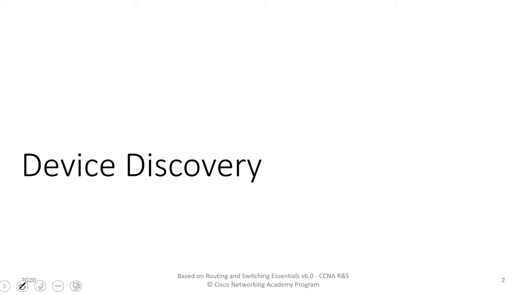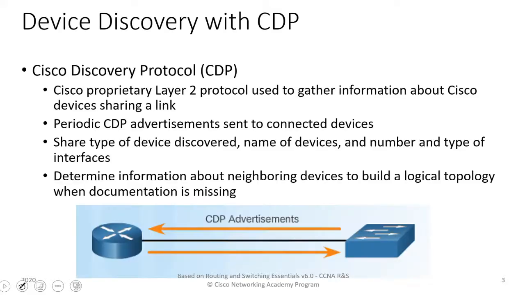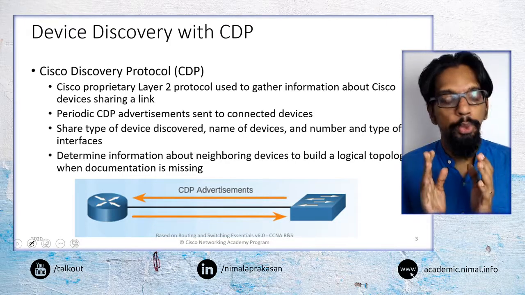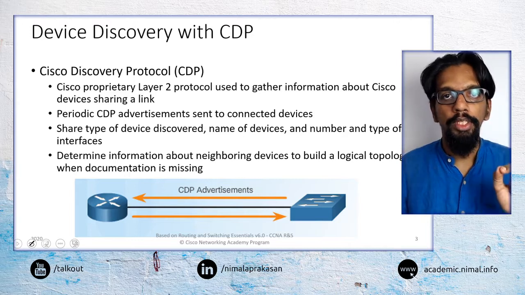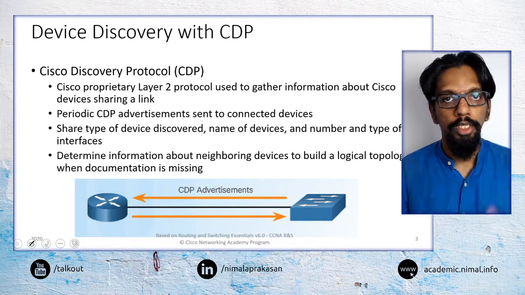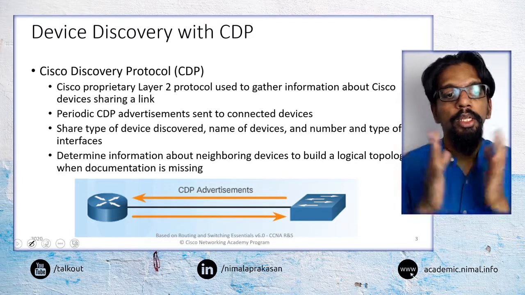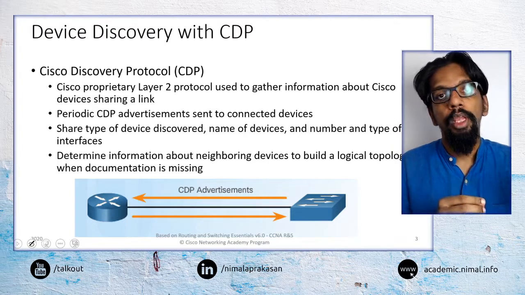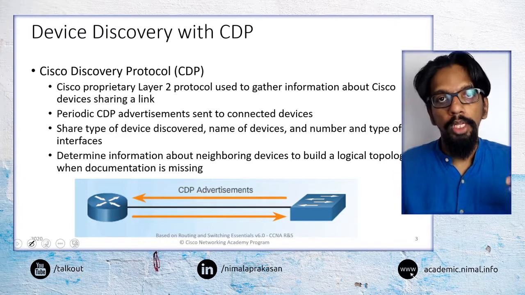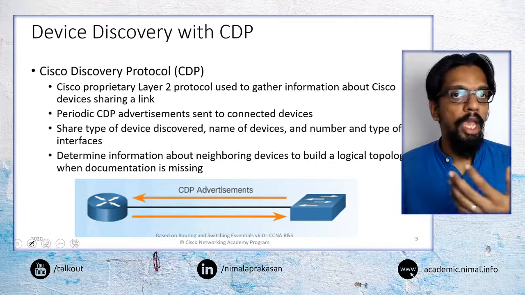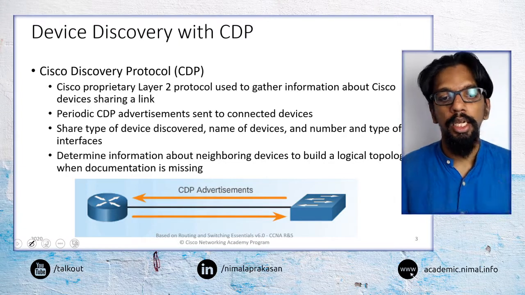So we'll first start with device discovery. When we say device discovery, the main thing that we are doing here is how different devices can pass on certain messages to know about each other. One of the protocols in the Cisco realm is the Cisco Discovery Protocol, or CDP. This is used as a layer 2 protocol for devices to send information back and forth, and they can make sure that those devices are still connected.